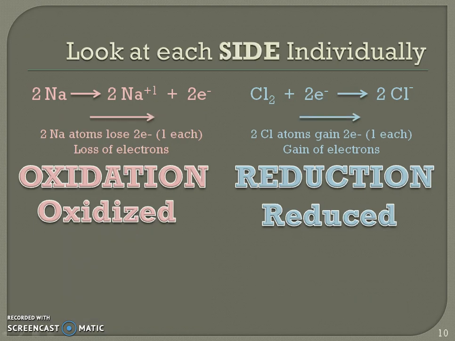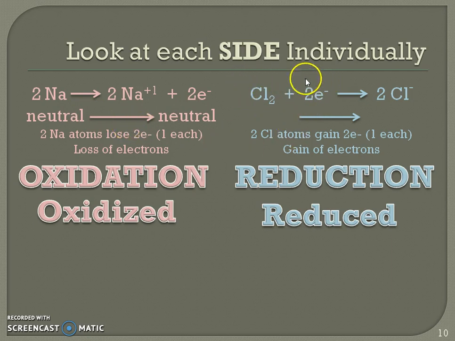So now let's look at each side individually. And what do I mean by that? Again, this is stuff we've already talked about. So let's look at this side as far as charge is concerned. There's absolutely no charge here. And if I take +1 plus 2 negatives, well, 2 positives and 2 negatives means neutral. So both sides of this reaction are neutral. Again, that's going to be really important later on when we start to really balance.